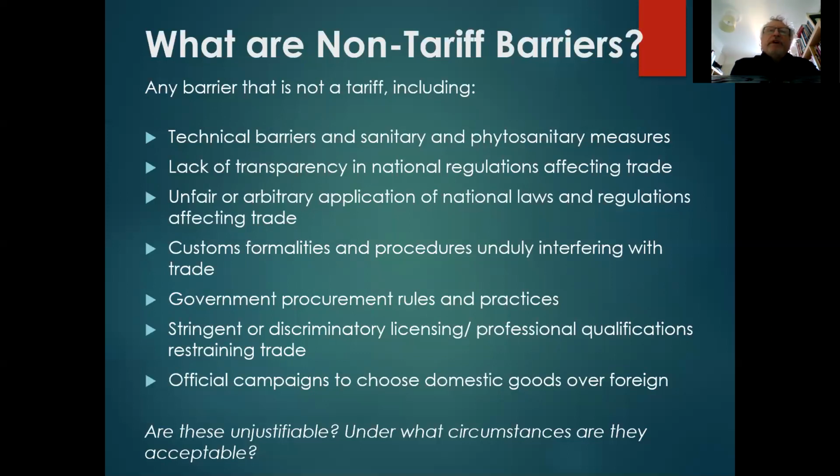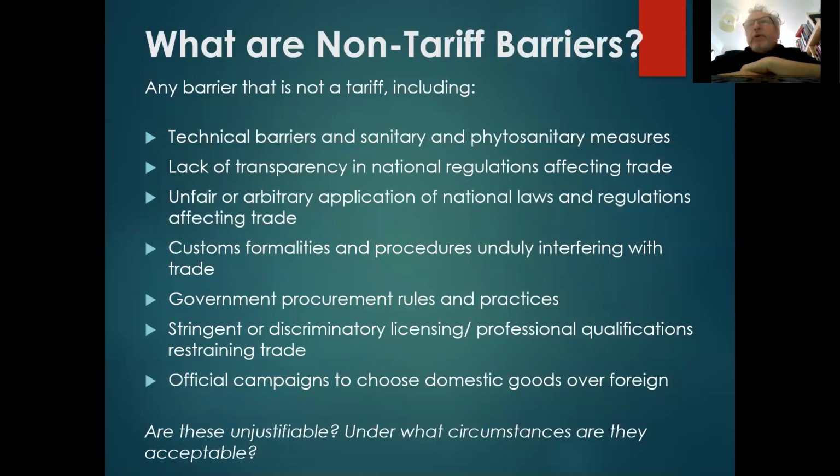And then there are customs formalities and procedures unduly interfering with trade. What if goods just get stuck on the border? Lots of forms need to be filled in, and so on. Well, sometimes these bureaucratic procedures may be completely necessary, but at some point they become an undue interference with trade, which should really not happen.